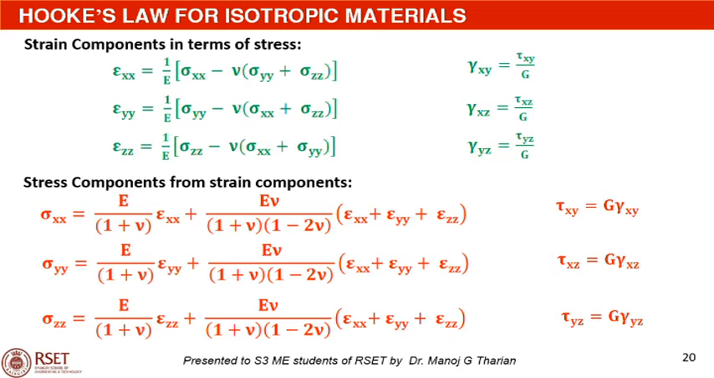The stress components can be expressed in terms of the strain components as normal stress sigma xx is equal to E divided by 1 plus nu into epsilon x plus E into nu divided by 1 plus nu into 1 minus 2 nu into epsilon x plus epsilon y plus epsilon z. Here is the expression for the normal stress sigma y and the expression for the normal stress sigma z. Also, the shear stress tau xy is equal to G into gamma xy, tau xz is equal to G into gamma xz, and tau yz is equal to G into gamma yz.